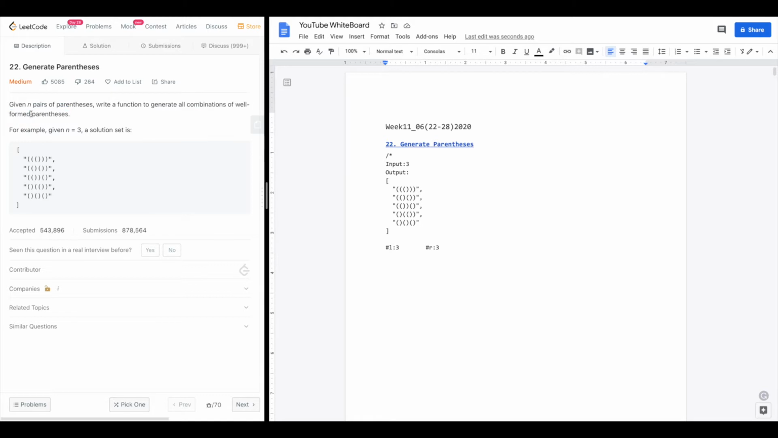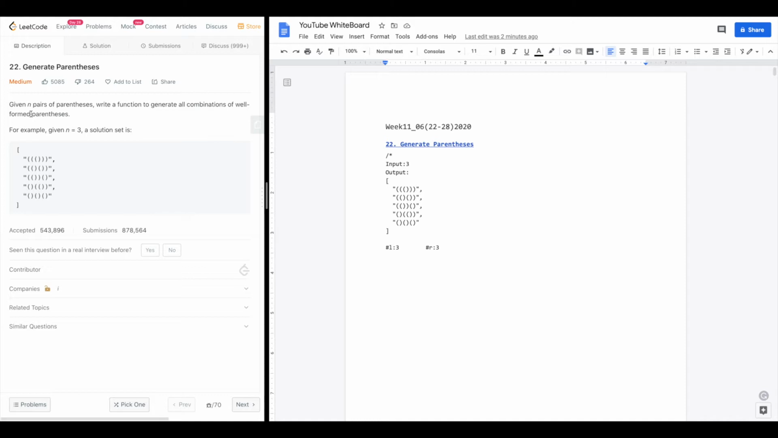For the first keyword, combination, we can easily think of backtracking. If we want to do all the combinations, we should think of backtracking. I think so. I'm not sure, it's for me. I don't want to mislead you guys.